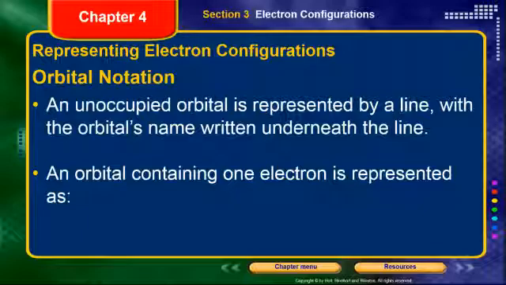An orbital containing 1 electron is represented by an up arrow. That electron is said to have an up spin, plus 1/2. Anytime we have an empty orbital, we do need to draw the line, even if there is no electron in it. We just have nothing above the line. If the orbital is doubly filled, because they can hold 2 electrons, we would simply draw a down arrow right next to it.